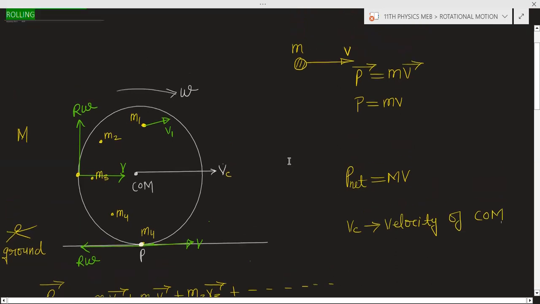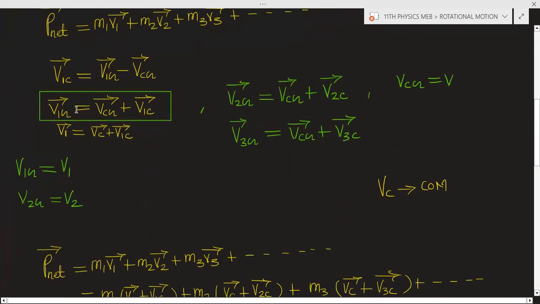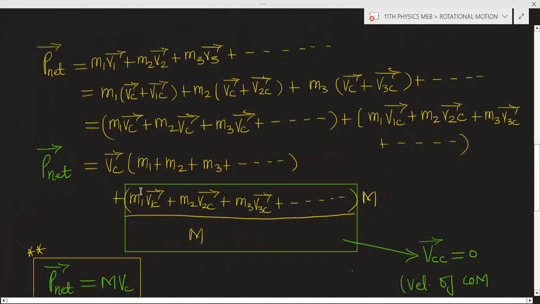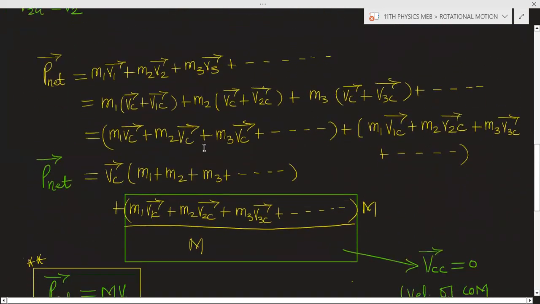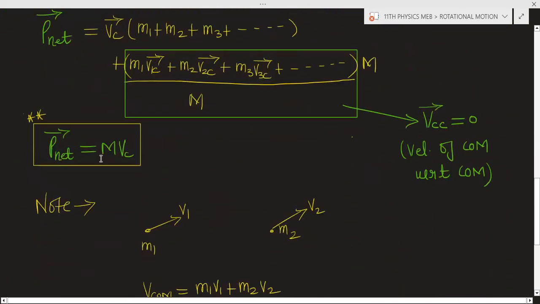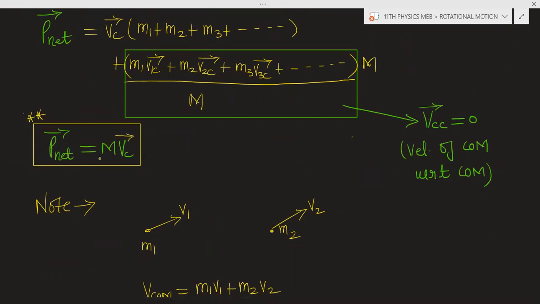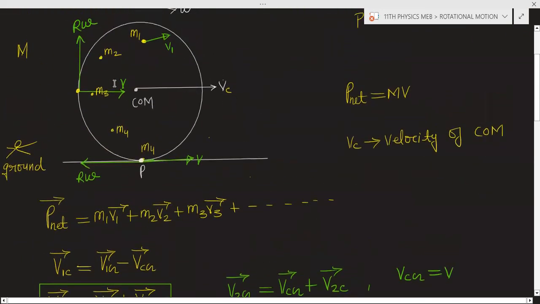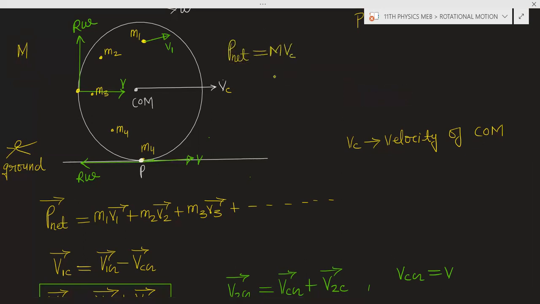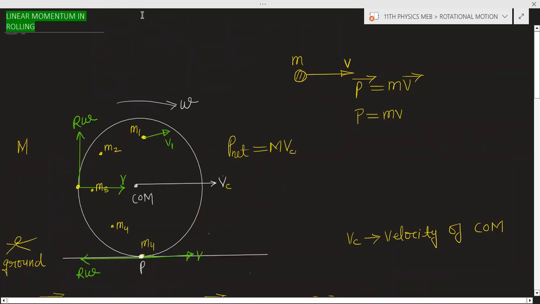So what we have done is we have used the concept of relative velocity here and applied it, and then we have this result. Basically, if you don't understand this derivation, you can remember only this formula. If a body is rotating and at the same time moving linearly, having the velocity of center of mass as VC, and total mass is M, then the net momentum of the body will be mass into velocity of center of mass. Okay, you can write it down now.